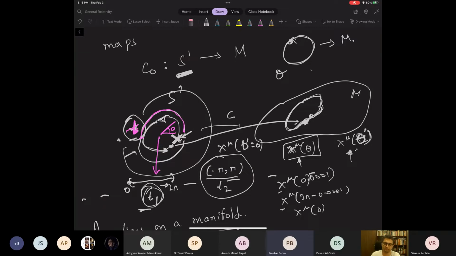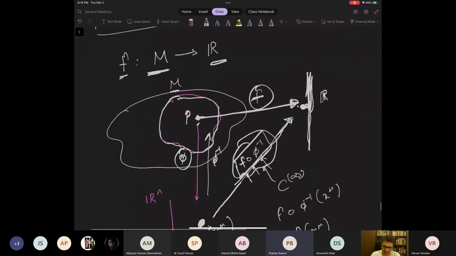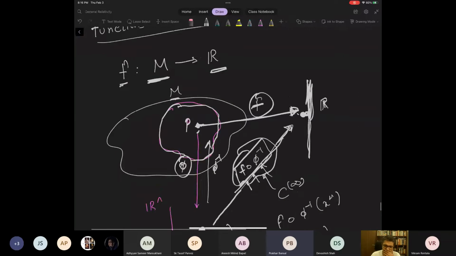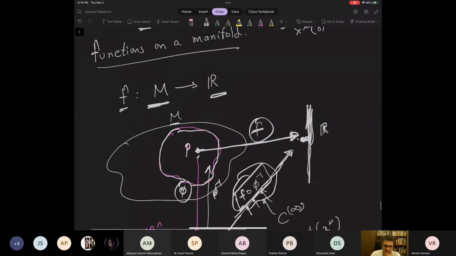So, sir, when we define functions on a manifold, is it necessary that the codomain must belong to R only? Can't it belong to some higher dimensional subset like R^n? Yeah, you could generalize this idea. You can define functions from M to R^n. Here we're just taking the simple functions, the scalar functions, which will just return a single number. So you can extend this idea.